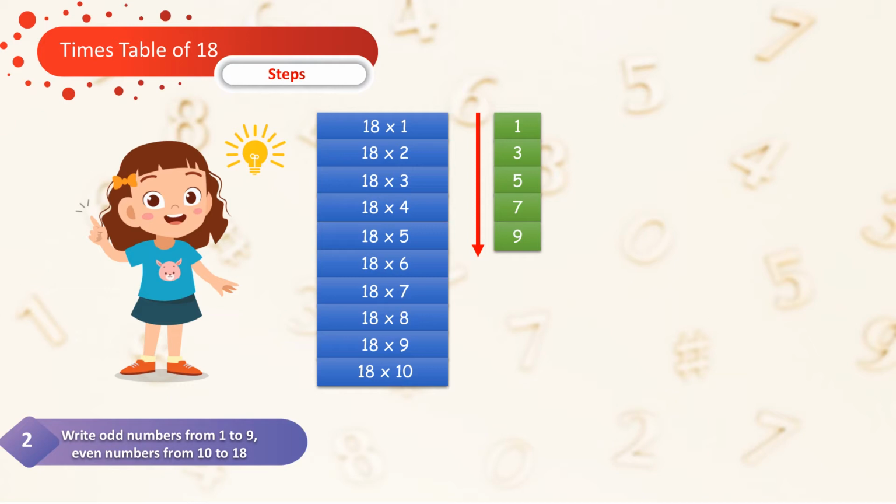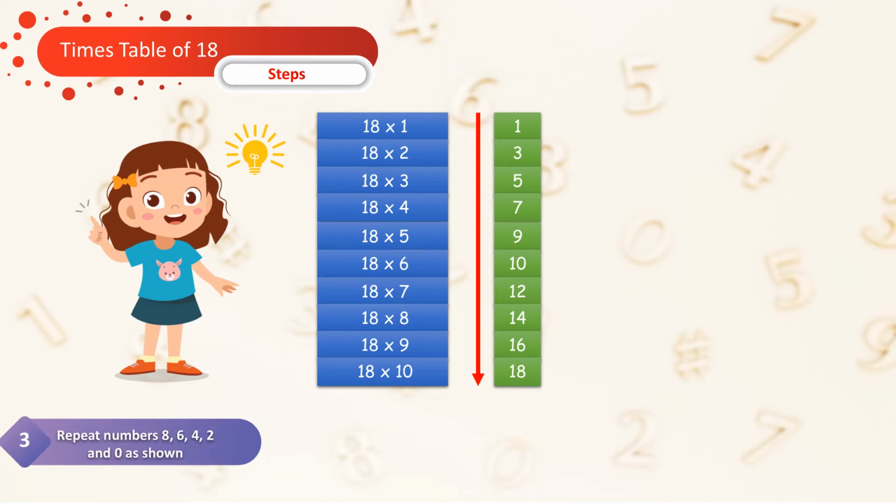The second part of step 2 is to write the even numbers from 10 to 18. 10, 12, 14, 16 and 18. Note that the numbers go from top to bottom, like in the first part of step 2 we already looked at. Step 2 is complete.